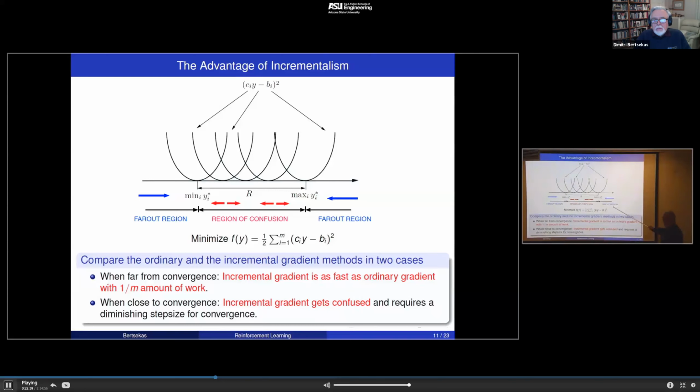Now, this is a one-dimensional example, but similar things happen for a multi-dimensional example. You have all these functions whose minima lie in a certain area, this region of confusion. If you're far away, you pick one of those functions, you'd be moving in the right direction as the ordinary gradient. So the dimension here does not matter all that much. You can play with this example with multiple dimensions, with dimension 2 or higher, and you'll see that the same kind of phenomenon can be observed.